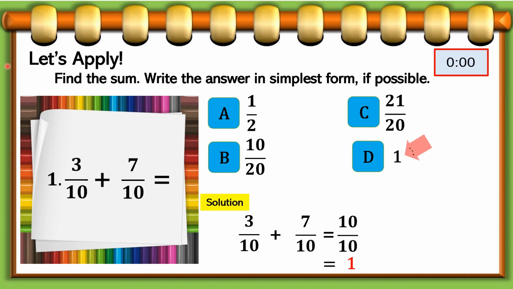Solution, 3 over 10 plus 7 over 10. First, add the numerators. 3 plus 7 equals 10. Copy the common denominator. We have 10. Since the fraction is an improper fraction, we need to change it to a mixed number or whole number. 10 divided by 10 equals 1. 1 times 10 is 10. 10 minus 10 is equal to 0. So the answer is 1.